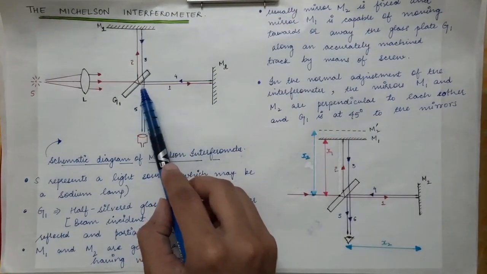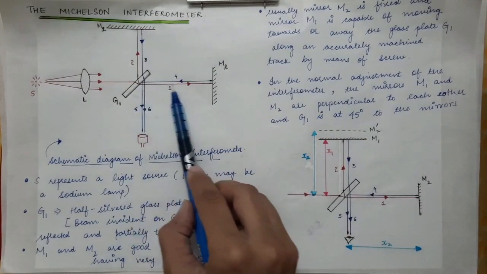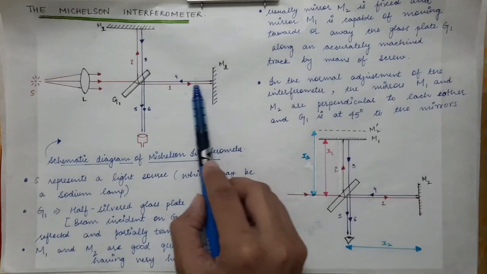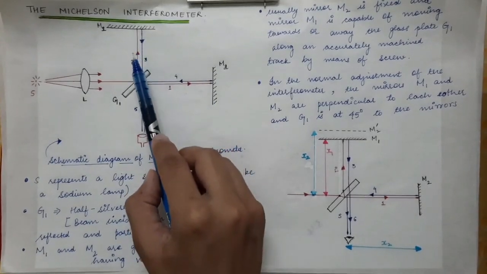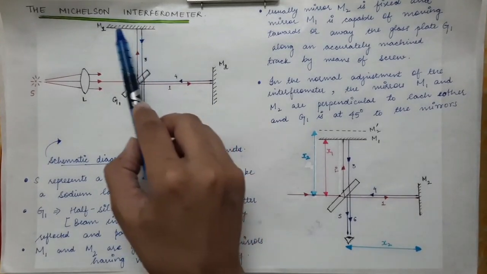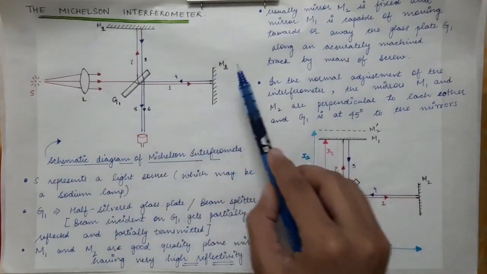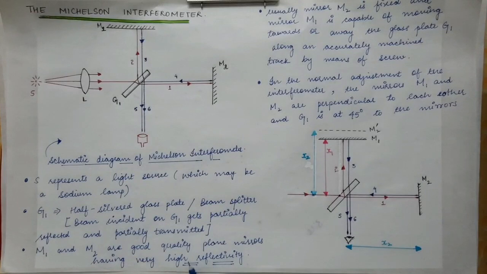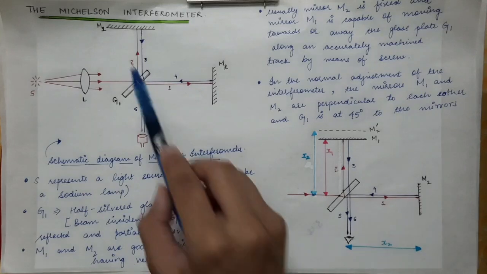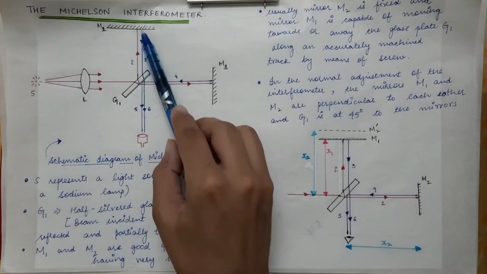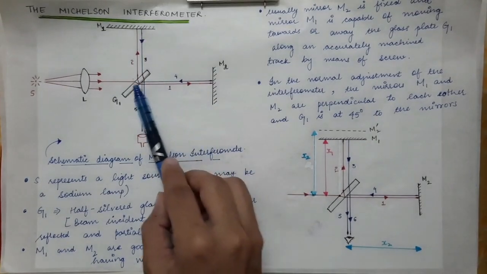The ray 1, which gets transmitted, will fall on the mirror M2 and get reflected. Similarly, ray 2 falls on the mirror M1 and gets reflected. M1 and M2 have high reflectivity, or you can say they are good quality plane mirrors having very high reflectivity. So M1 and M2 are the plane mirrors. Now the rays will get reflected back by these mirrors.